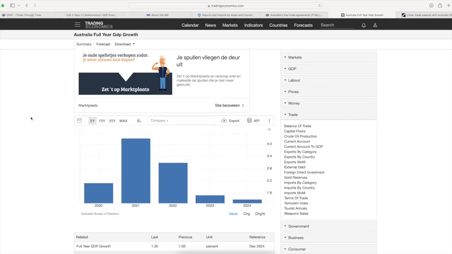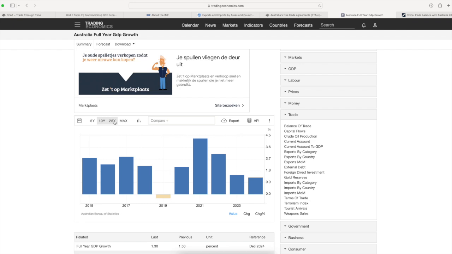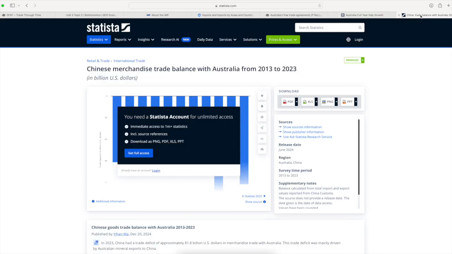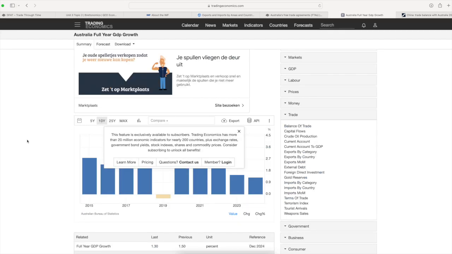There are certain websites that tend to go up early in our Google searches for economic data. One being Trading Economics, huge scope of data available. It's a massive tool. Here, for instance, we can see the Australia full year GDP growth, 5-year, 10-year. Then we run into a challenge where at 25 years or max, we have to be a subscriber. Similar, you'll find that in stuff like Statista, where you need to be a subscriber. So the problem is, where do we access our data when these sites that we've typically used are proving unsuccessful?